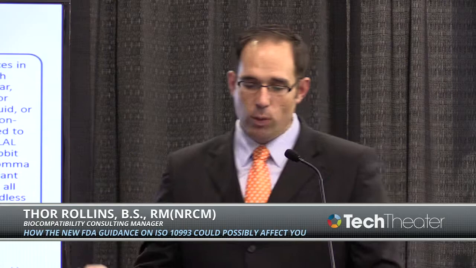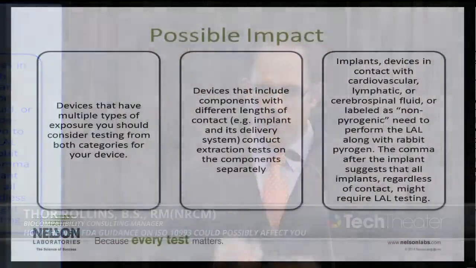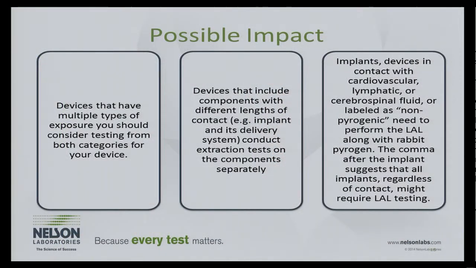So that gets into the next one, which is the devices that include components with different lengths of contact, like an implant and its delivery system. Conduct extraction tests on the components separately, okay? So no more running the stent with the delivery device on the big three. We have to separate them out. And so we just want to, once again, make sure about that.